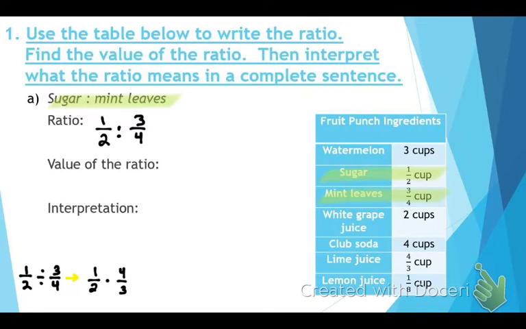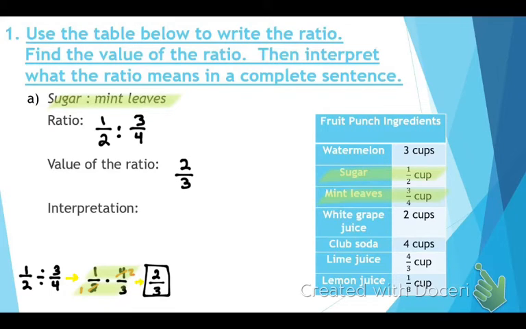In this case, you can see that we can cross cancel. That becomes a 1 and a 2. And then when you multiply that across, remember you're going to multiply the numerator. 1 times 2 is 2. And then you have to multiply the denominator. 1 times 3 is 3. So the correct answer would be 2/3. This becomes the value of our ratio.